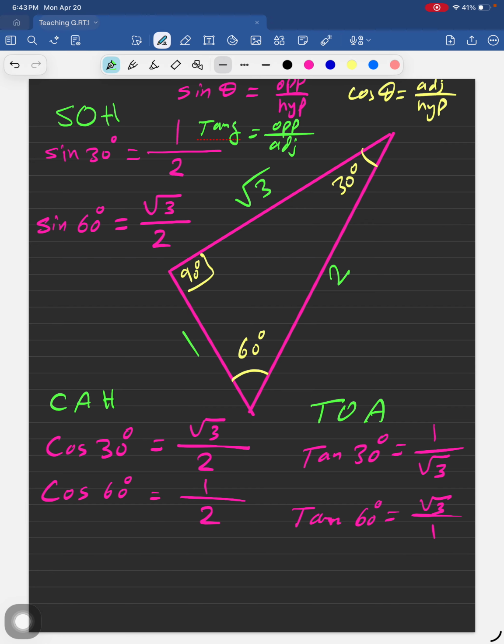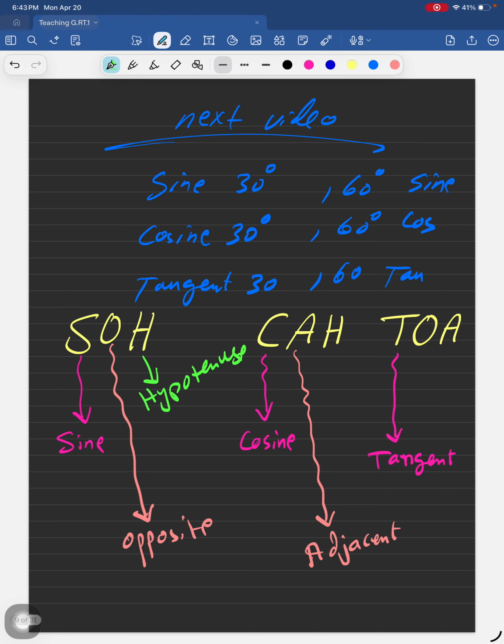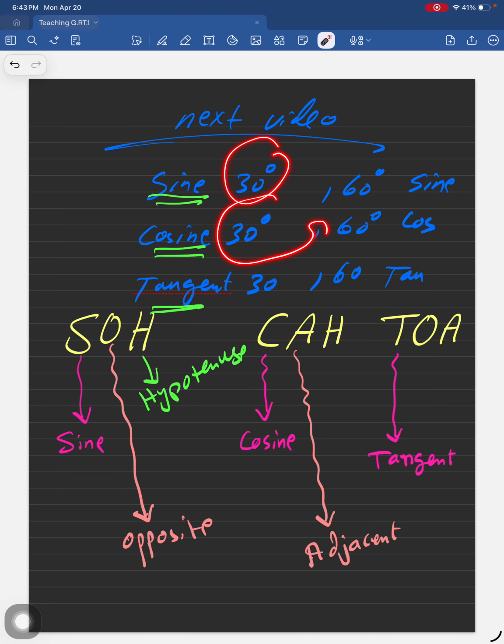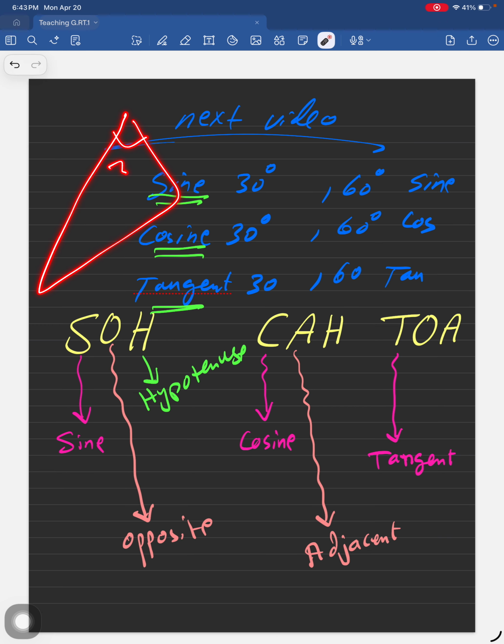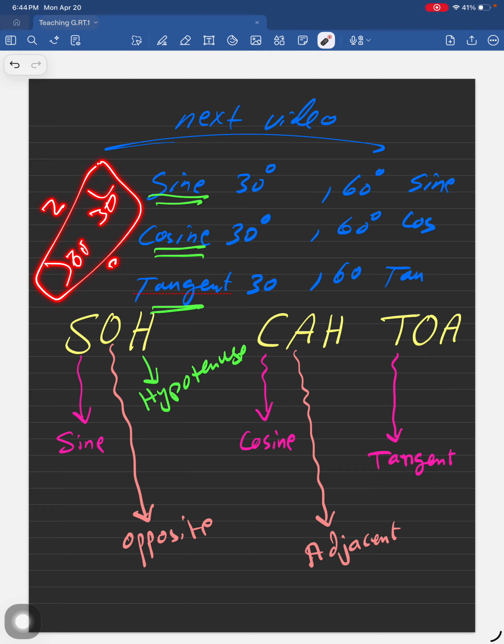Hope you get the idea about how to find the sine, cosine and tangent of the two angles, 30 and 60, in the special triangle, as we said before, the 30 degree, 60 degree and 90 degree triangle, where this side is 2, this side is 1, and this side is square root of 3, and here is the 90. Hope you get this idea.